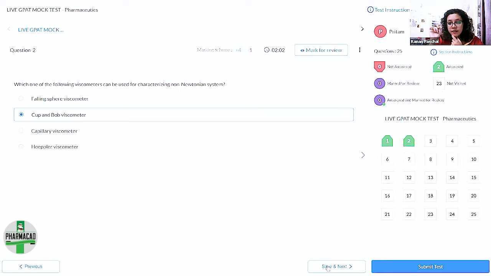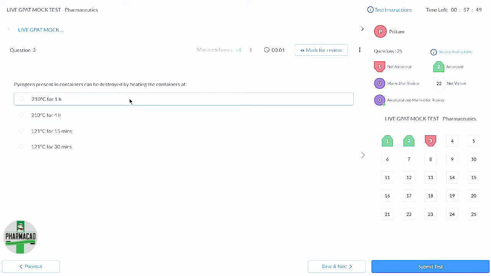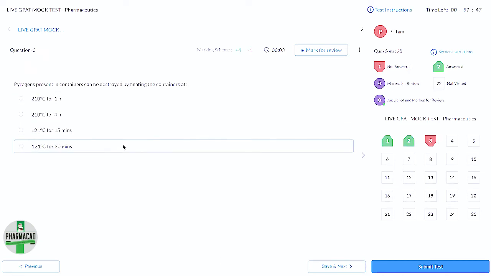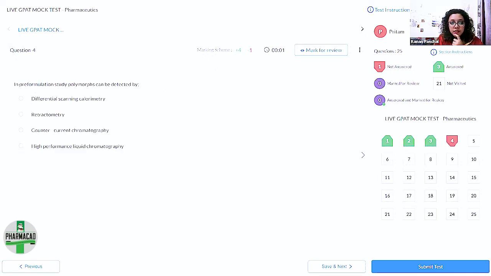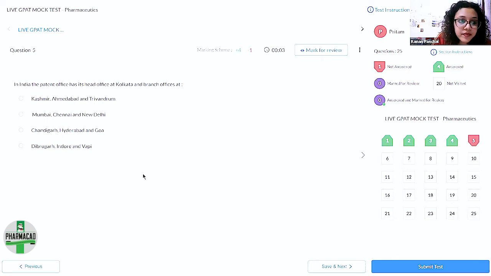All right. Okay. This is again 121 degree, 30 minutes. Moist heat sterilization. DSC. Okay. This is also actually easy only.